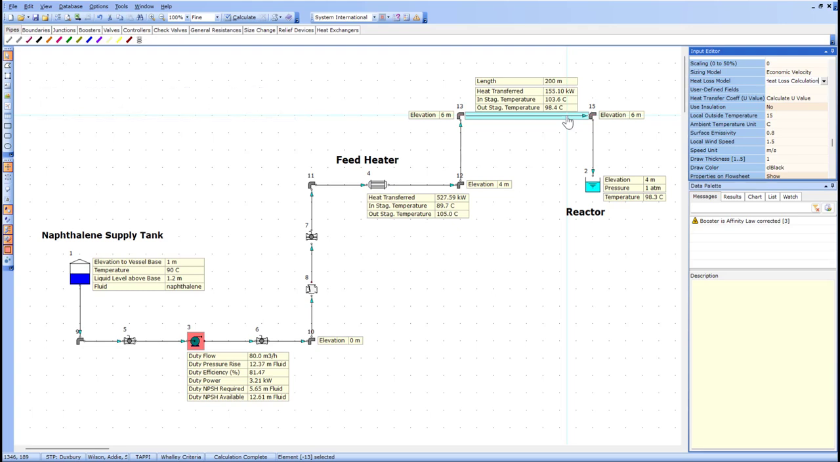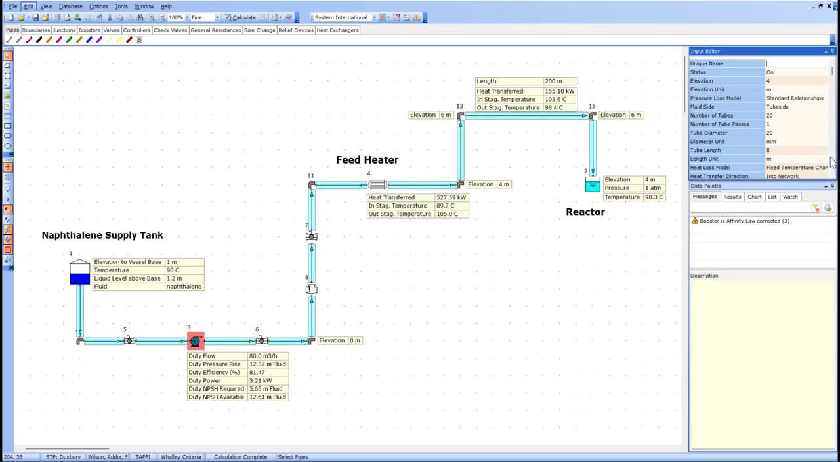Let's look at the numbers. The heater's 15 degrees Celsius temperature rise adds roughly 528 kilowatts to the fluid. Across the uninsulated pipework, however, more than 155 kilowatts are lost, and the naphthalene reaches the reactor at only 98 degrees Celsius. Much of the available thermal margin has already been lost.